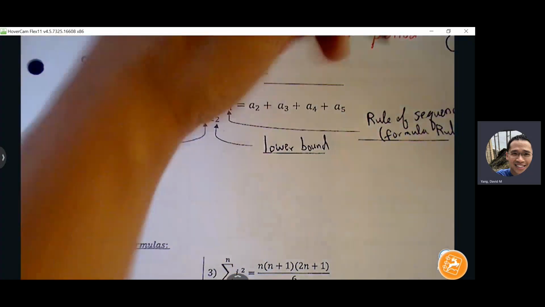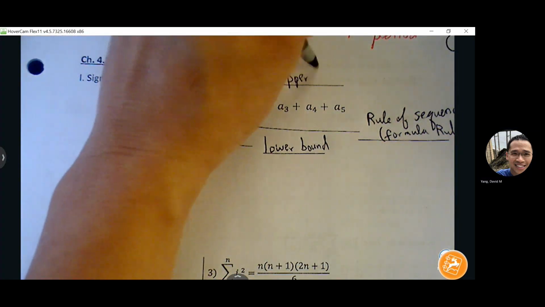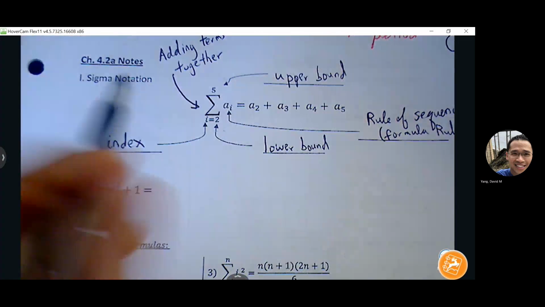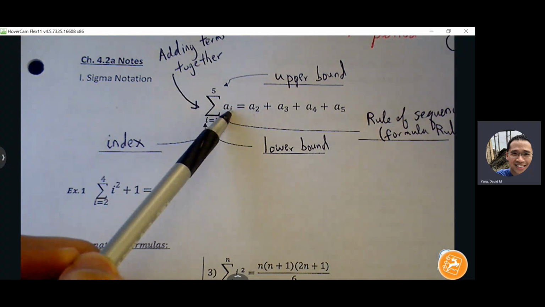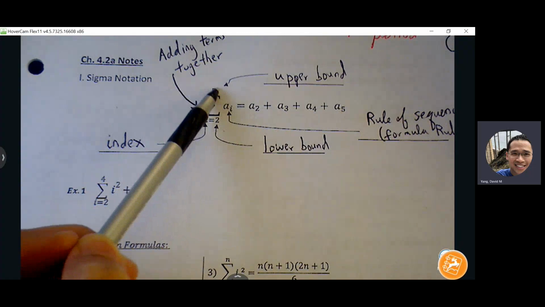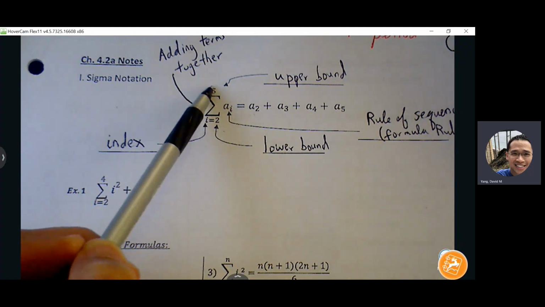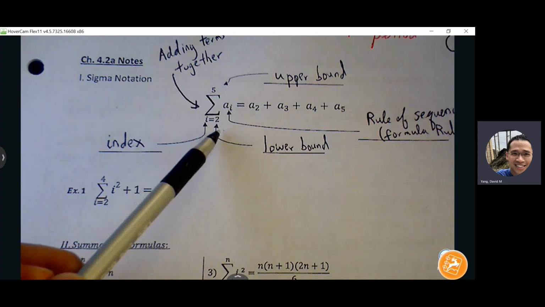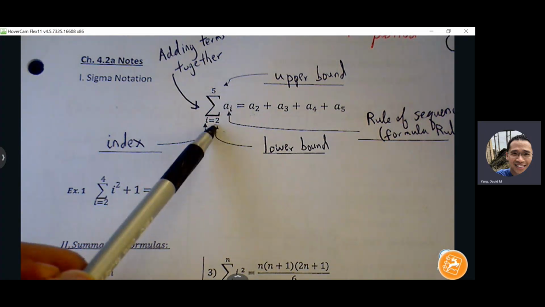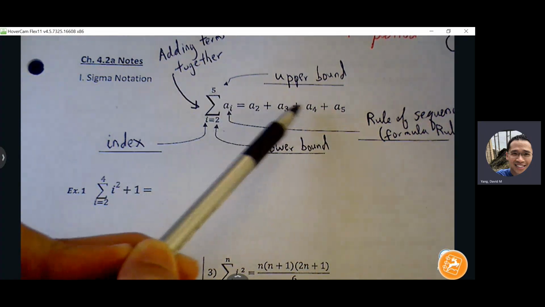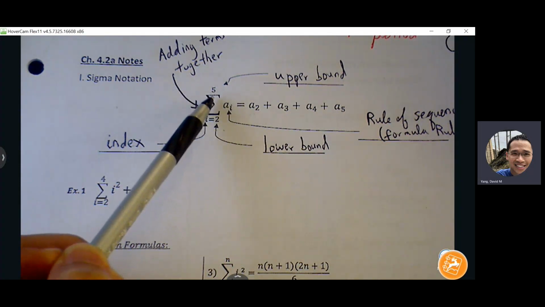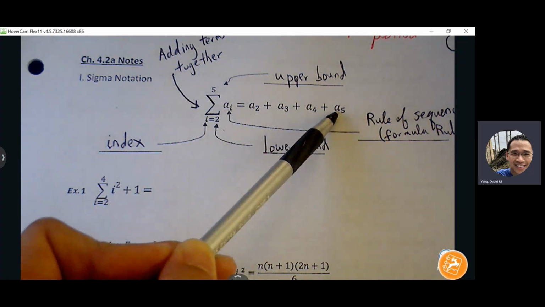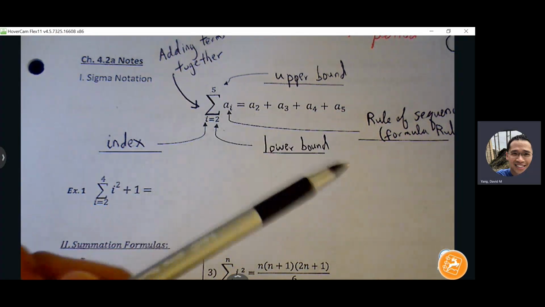The upper bound is 5 here. Whatever's up here is going to be the last value that you insert into the variable. Some students feel like this 5 means that there are 5 terms, but that's not always the case. It would be the case if it always started at 1, but it may not always start at 1. So if I start at 2 and go to 5, there are only going to be 4 terms. The upper bound just means that's the last value that you insert into the variable, and then you stop.